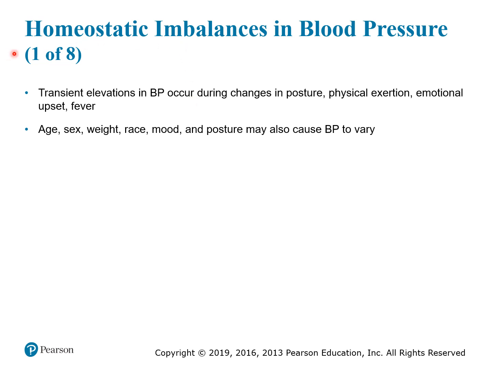Let's quickly go over the clinical side. What will happen if the blood pressure is low or high? Transient elevations in blood pressure occur during changes in posture, physical exertion, emotional upset, fever, age, sex, weight, race, mood, and posture may also cause blood pressure to vary.